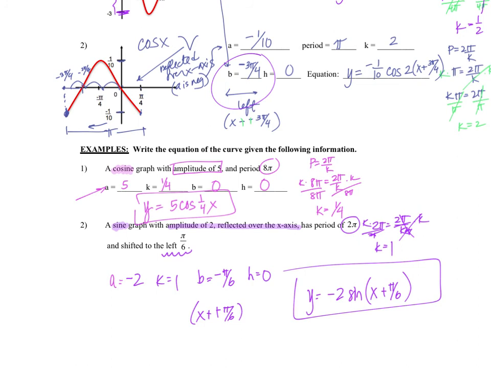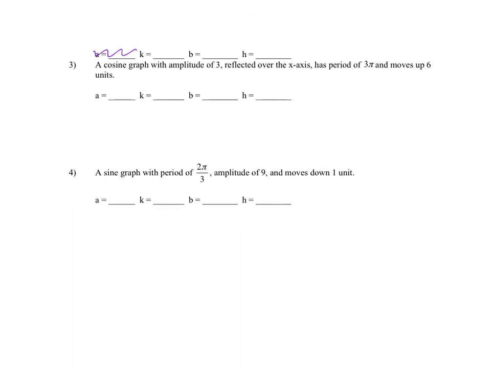Good. Couple more on the back page if you flip it. All right, same thing. So if you want to try these on your own, you can, and then check with my video or just do it on your own. So a cosine graph with an amplitude of 3 reflected over the x-axis has a period of 3 pi and moves up 6 units. All right, so it's a cosine graph. Amplitude of 3, but reflects over the x-axis. A is a negative 3.